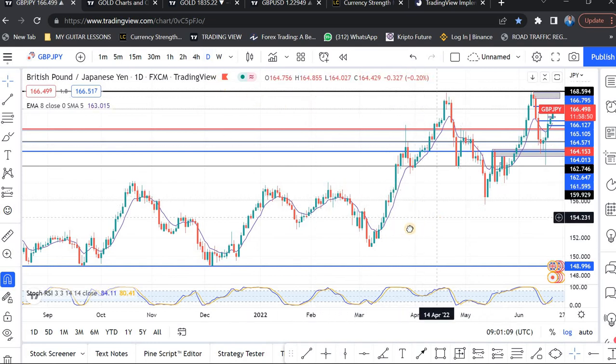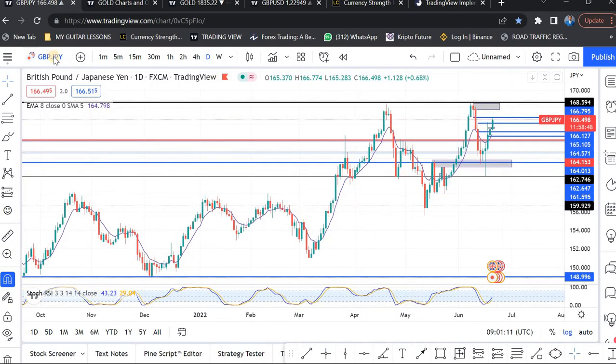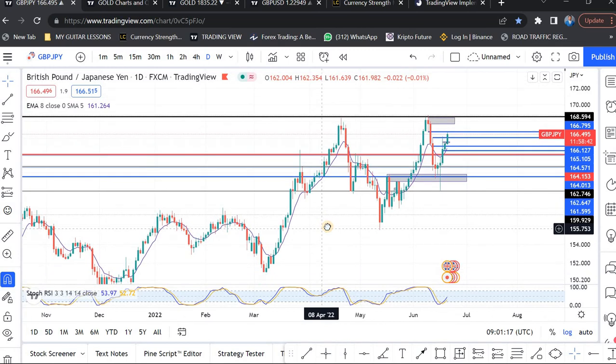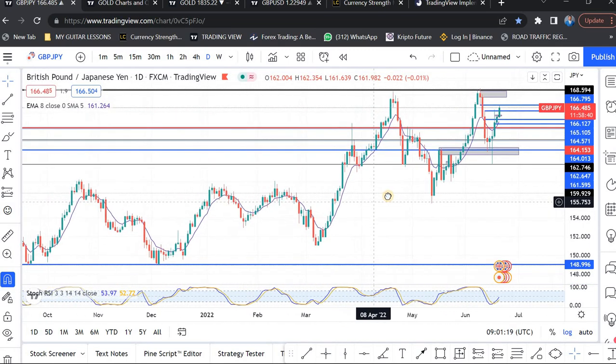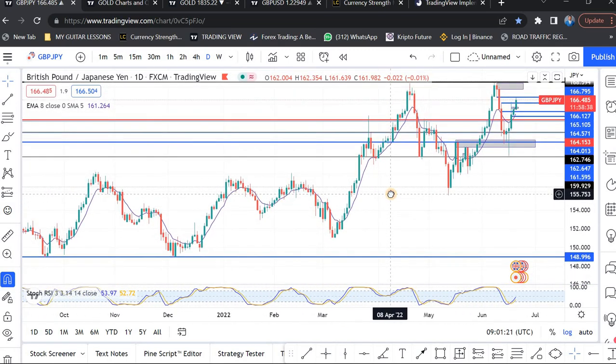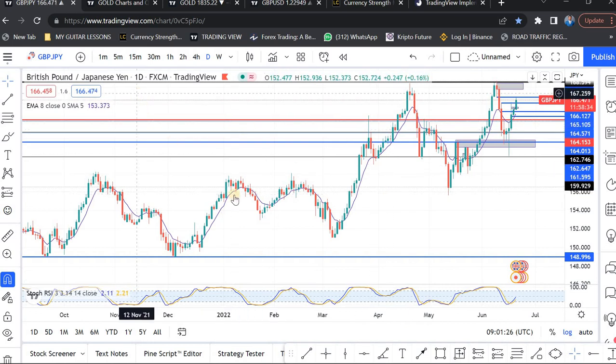Okay, so this is the daily chart of GBP JPY, that is Great British Pound and the Japanese yen. What you are seeing here represents the movement of price of these two currencies, the GBP and the JPY. Each candlestick on this chart represents 1 day, and we learned about the bullish candle and the bearish candle.